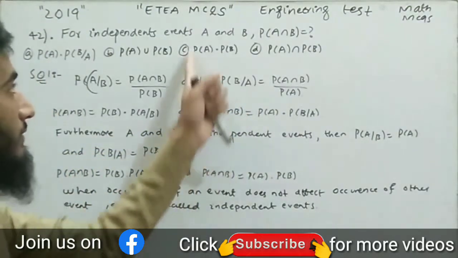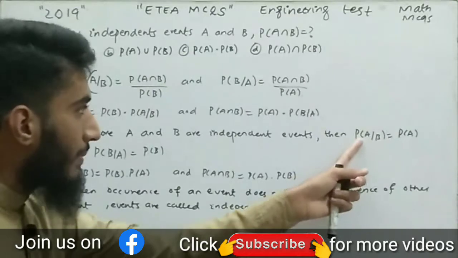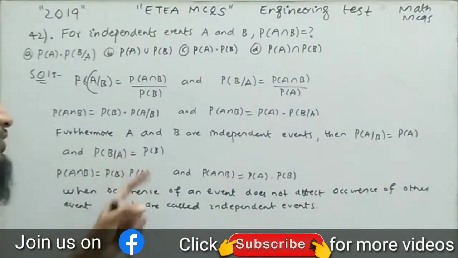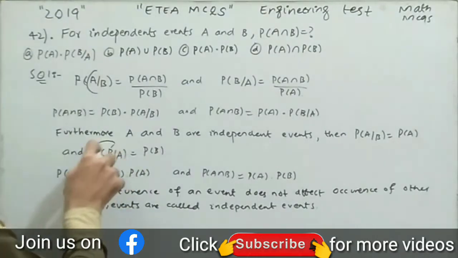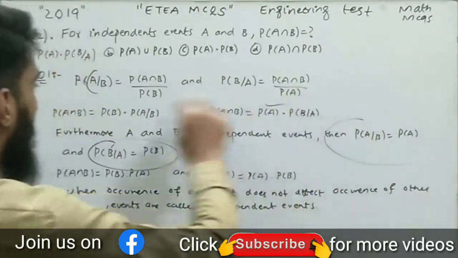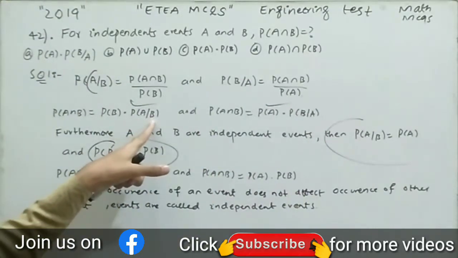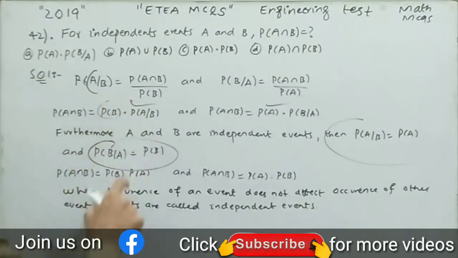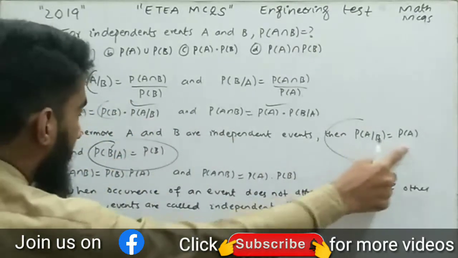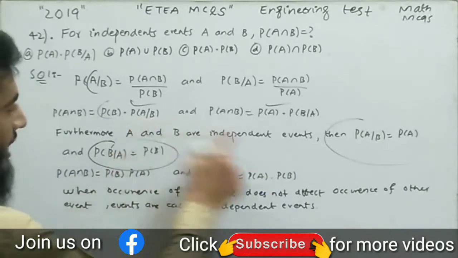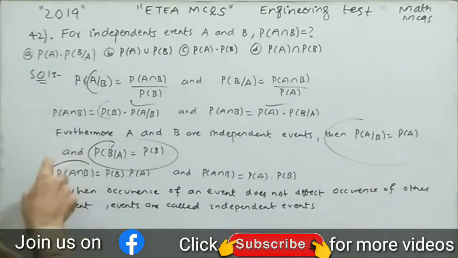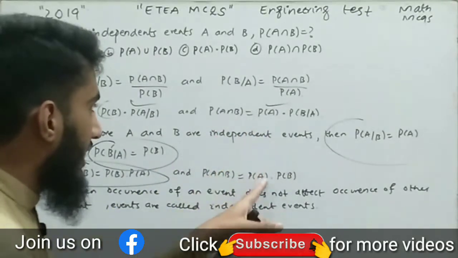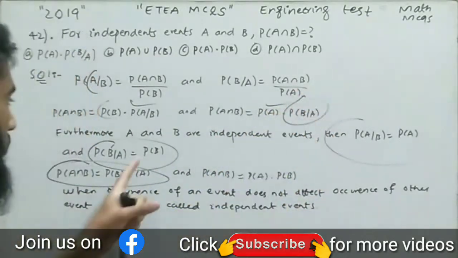Furthermore, A and B are independent events in the given question, so the probability of A given B should be equal to the probability of A, and the probability of B given A should be equal to the probability of B. Now by putting these 2 values in these 2 equations, in this equation put the probability of A given B, which is equal to the probability of A, so the probability of A intersection B comes down as it is, and the probability of A given B is the probability of A, so put it over here. So this is one formula generated, and over here the probability of A intersection B should be equal to the probability of A multiplied by the probability of B.